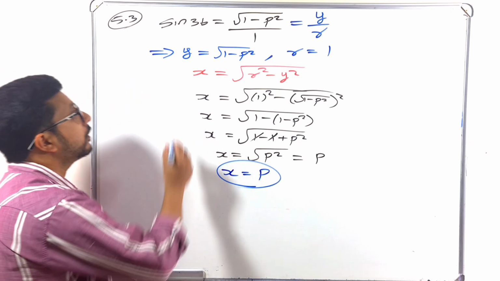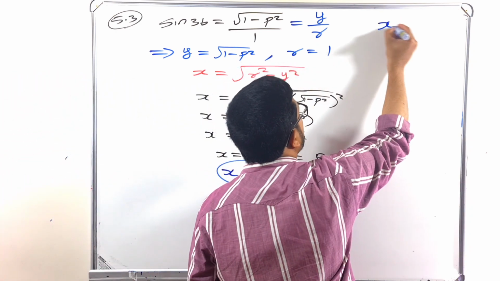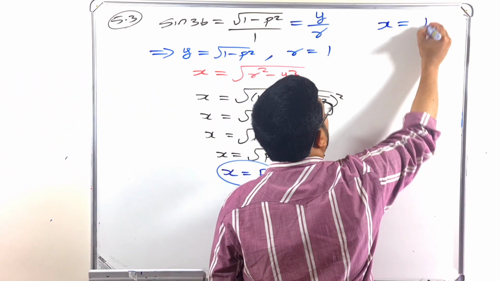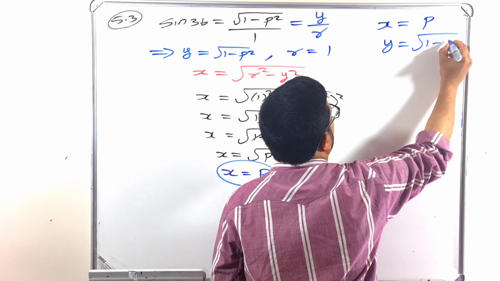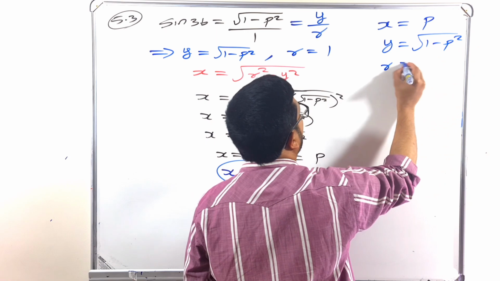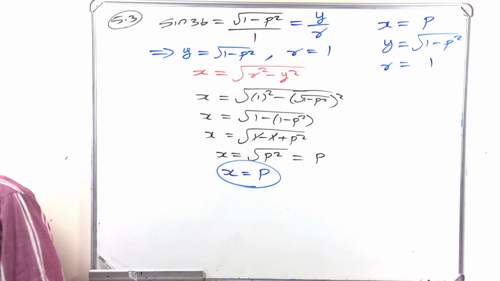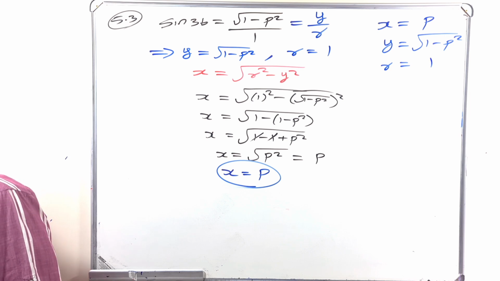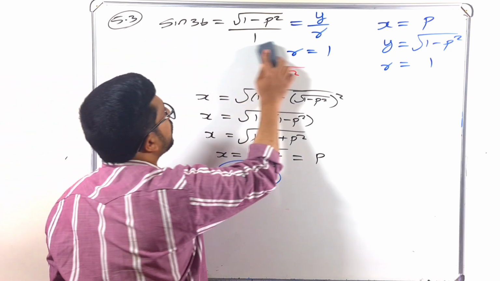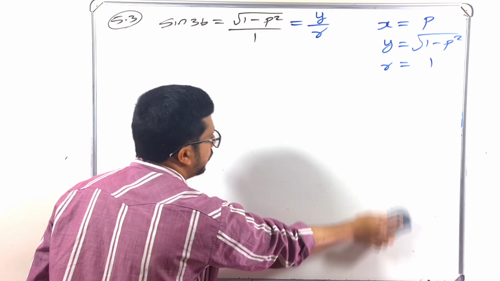So we know x, we know y and we know r. Let me write it here. I'm going to erase that one. X is p, y is root of 1 minus p square and r is 1. So those are the values x, y and r. You have to pause the video and write this one before I'm going to erase this.